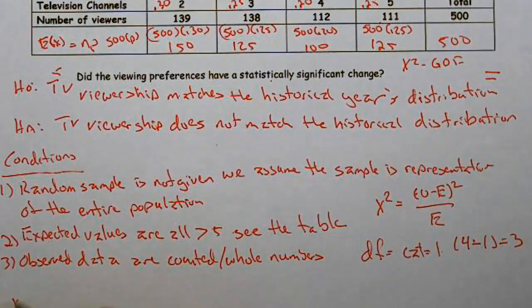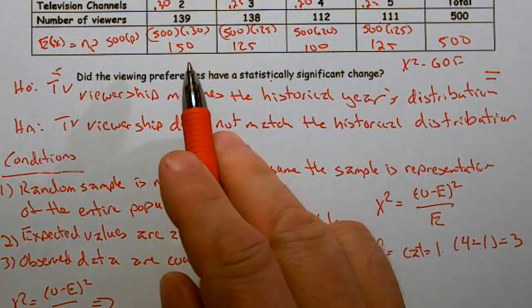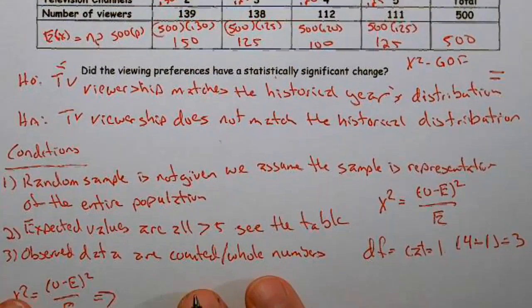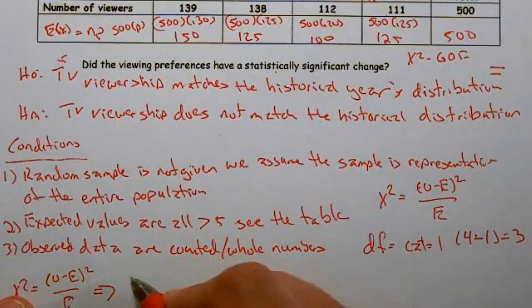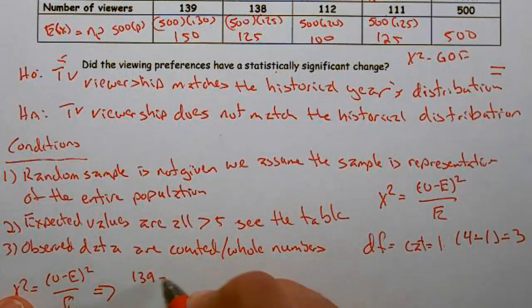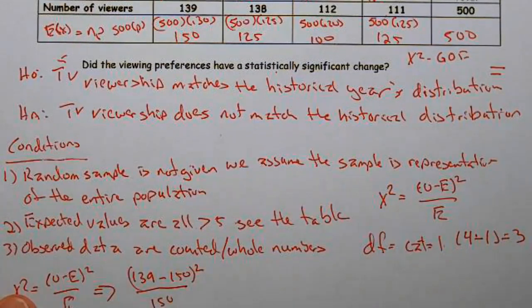And I'm going to go ahead and rewrite it, even though I don't need to: chi-squared equals observed minus expected squared over expected. My observed for the first category was 139. So we're going to have 139 minus 150. And I got to make sure I come back and square that. If you don't show that, you're going to lose points. So please make sure you have it listed.